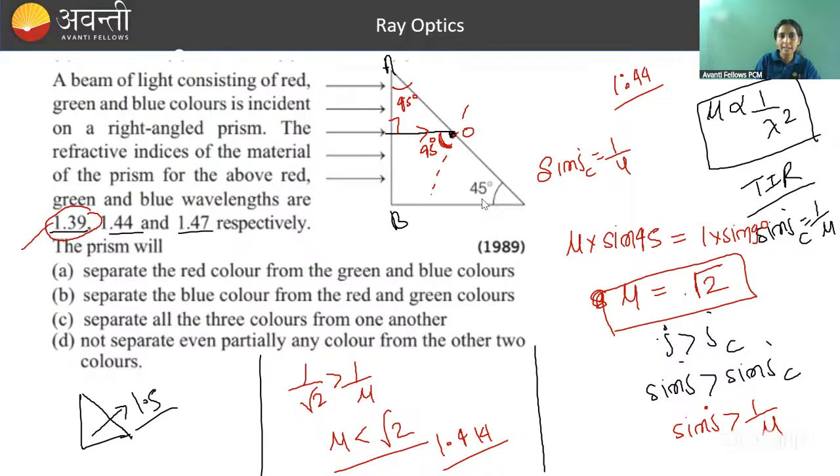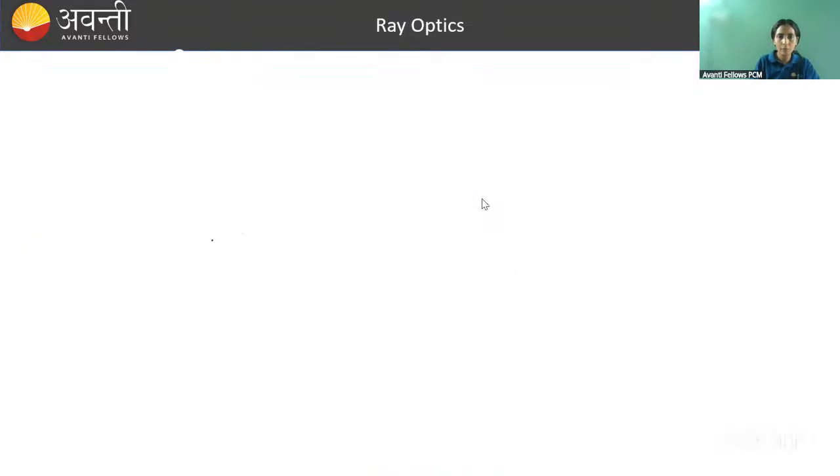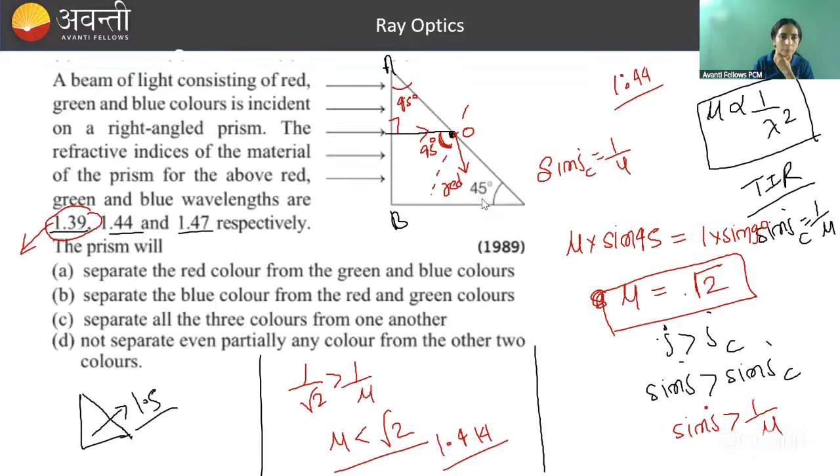So for red light, total internal reflection will happen, and red light will get internally reflected. And what will happen with green and blue light? For green light, it will go outside. It won't come inside the triangle. So what will be the answer? Separate the red color from the green and blue color. It is correct. Separate the blue color from the red and green: no. So the correct answer should be A actually. Yes, it's A. Somebody gave me the answer B.